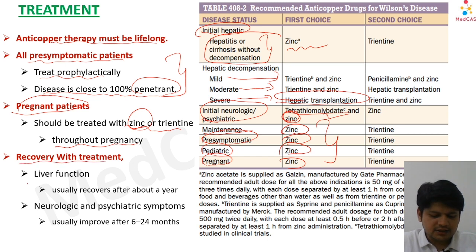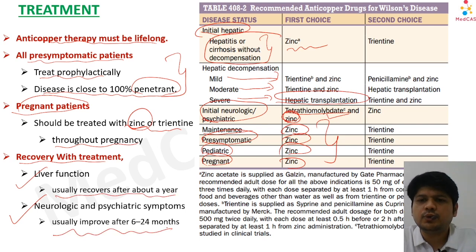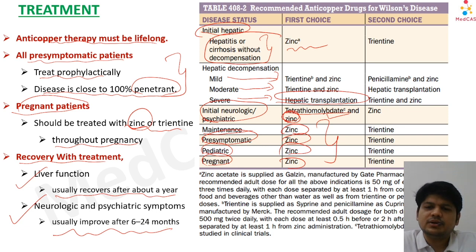Recovery with treatment, liver function and neurological function, what happens? Liver function usually recovers after about a year, while neurological function takes around 2 years, sometimes 6 months, but sometimes 2 years. So this is all natural history, what you should be knowing about Wilson's disease, right?